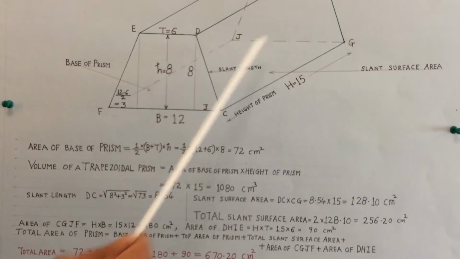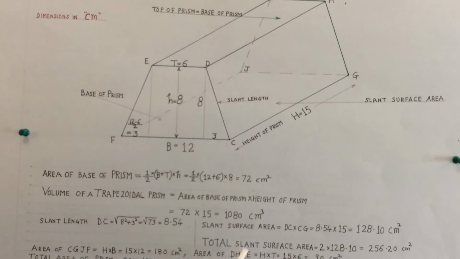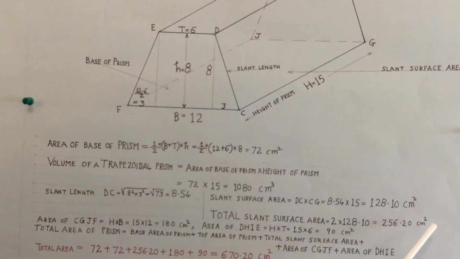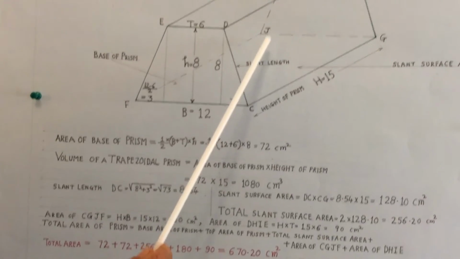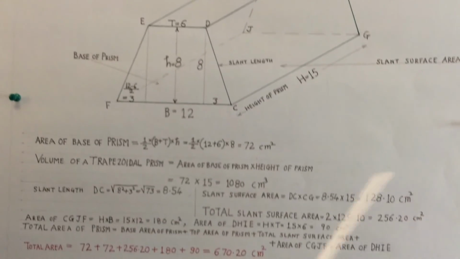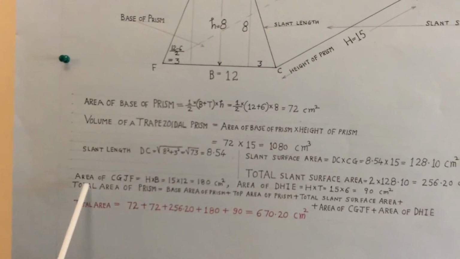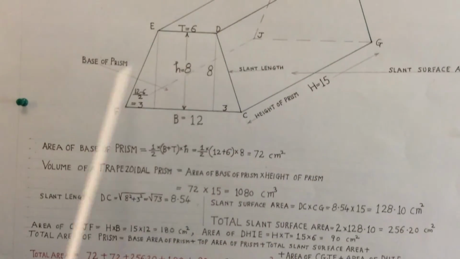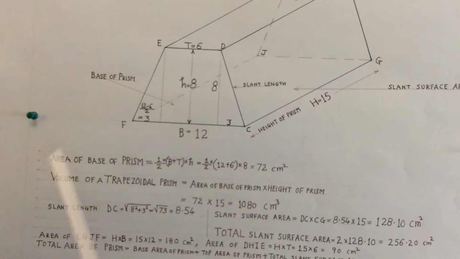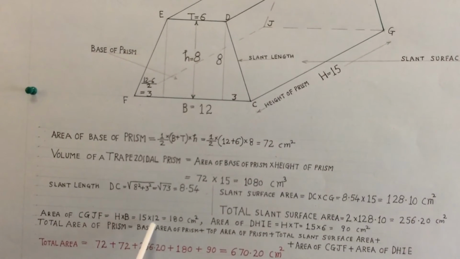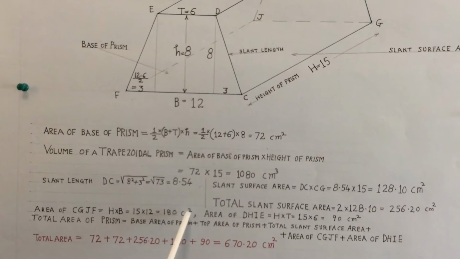Similarly, the same area is on the other side. So I have multiplied by 2, so it becomes 256.20 centimeter square. That is the slant surface area of the two sides. Now the area of CGJF, that is this one. So that is H into B, that becomes 15 into 12, it goes 180 centimeter square.